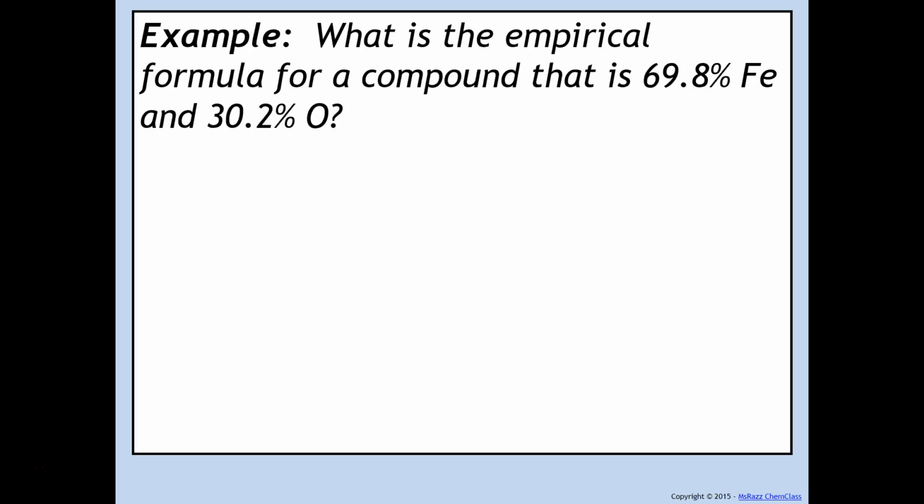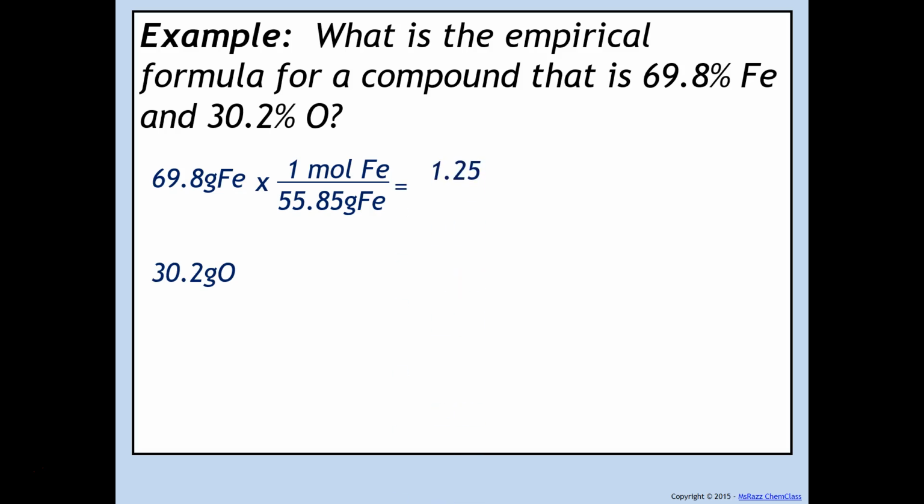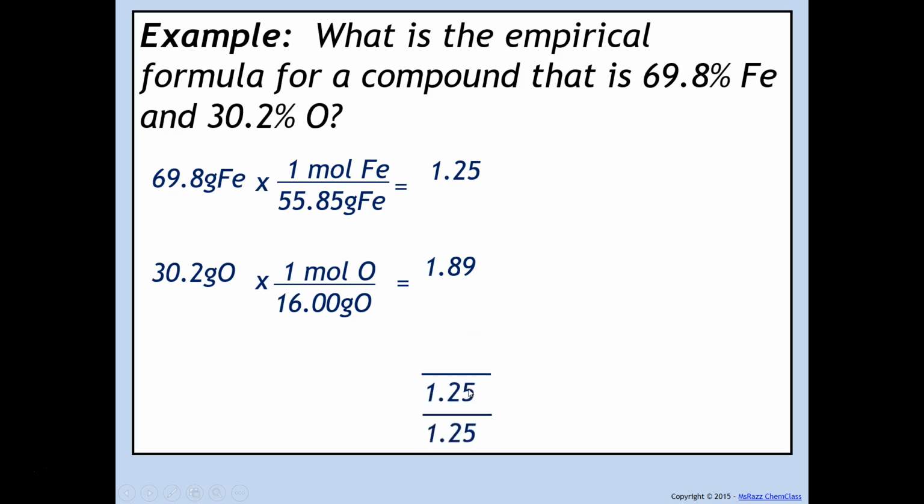Let's try another example. So this one is, what is the empirical formula for a compound that is 69.8% iron and 30.2% oxygen? So we'll start the same way, percent to mass. So I'm going to just chop off the percentage sign and write grams. I'm going to go from mass to moles by using the molar masses of these substances. Then I have to divide by small. So notice it's 1.25 and 1.89. So 1.25 is smallest, so I'm going to divide both of them by 1.25.